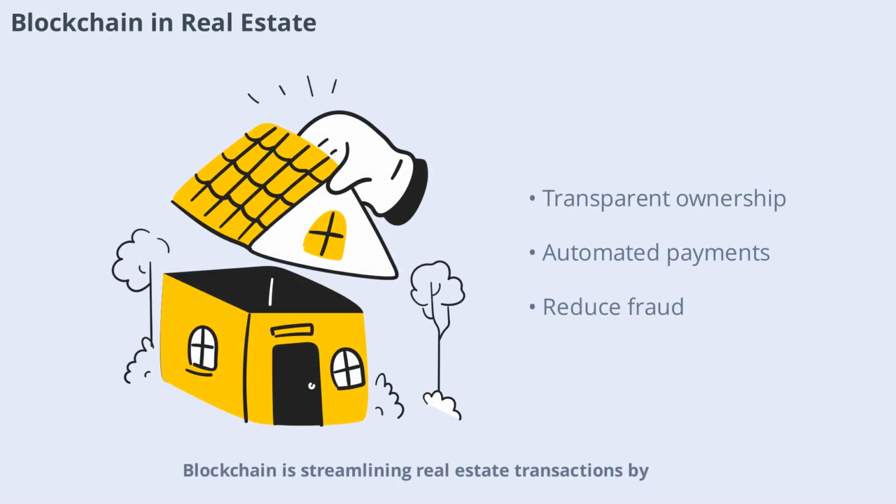Blockchain is streamlining real estate transactions by providing transparent records of ownership and transfers. Smart contracts can automate payments and title transfers, reducing paperwork and fraud. Buyers and sellers benefit from faster, more secure, and more efficient property transactions.